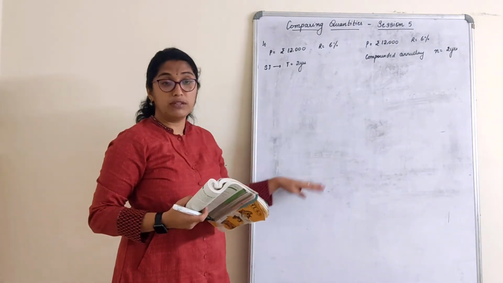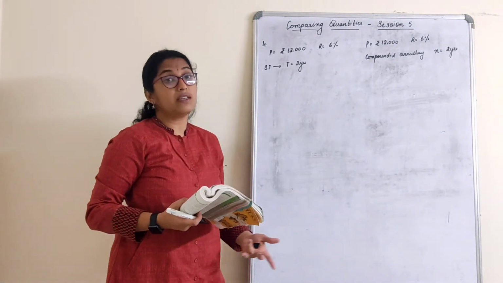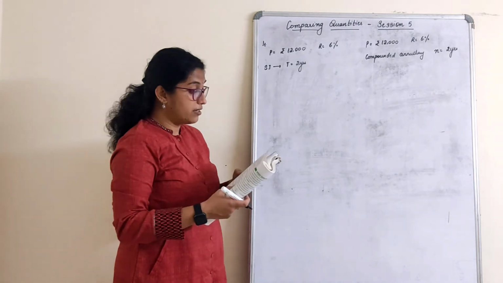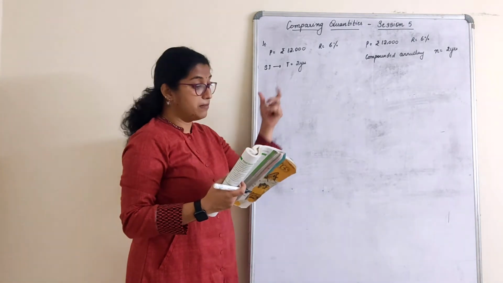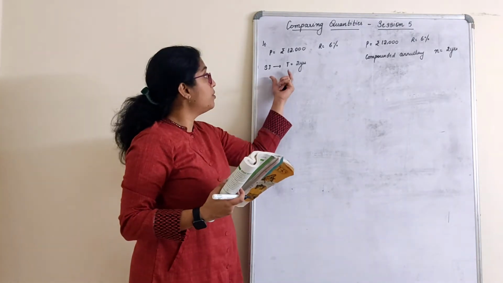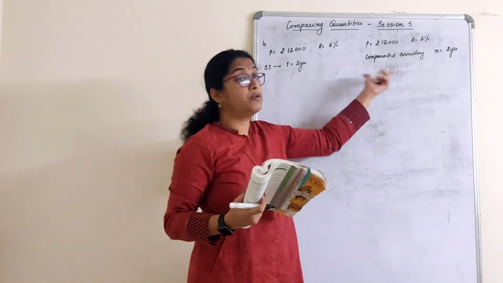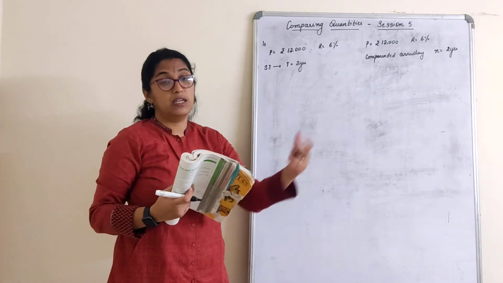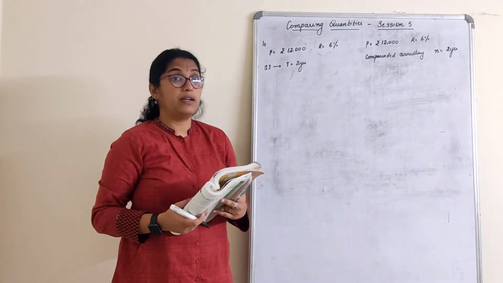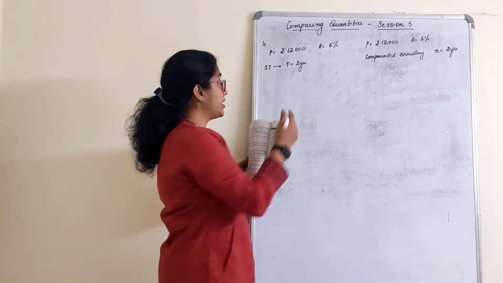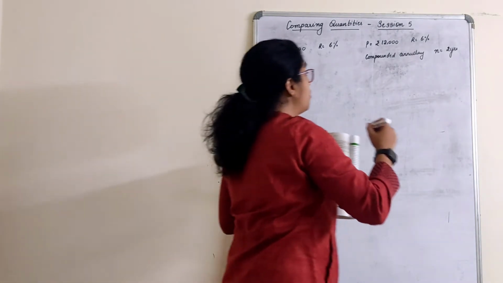What you have to do? Calculate the interest at the end. See who is paying more interest, whether the one who had borrowed with simple interest pays more, or the one who has done it with compound interest will pay more. You have to check. So please mark this sum for homework.